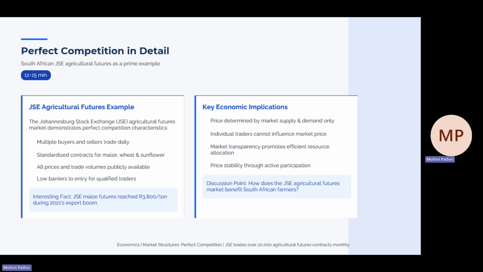The economic indicators, okay, or implications. Price is determined by market supply and demand only. Individual traders can't influence the market. The market is completely transparent, which means that everyone has access to perfect information, and it's all about efficient resource allocation because you cannot influence the market share or by changing a product because all the products are homogeneous. You're simply trading contracts in this example. And price stability is achieved by the active participation of many buyers and many sellers.